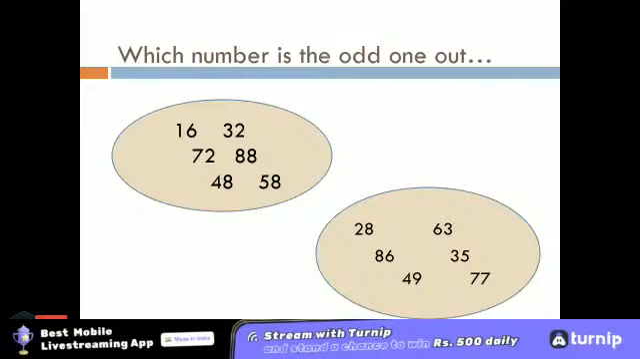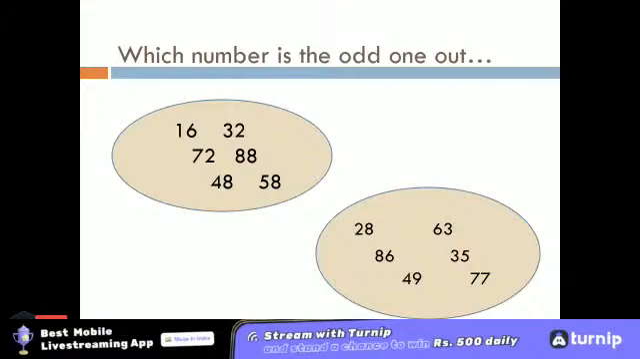Hurry up. First we'll be talking about the very first bubble, that is 16, 32, 72, 88, 48 and 58. Which one is the odd one out? Hurry up, think of it. It's a very simple question, but you need to just make your speed fast. Think in the very first bubble, which is the odd one out. Prove you're intelligent and smart, kids. Yes.